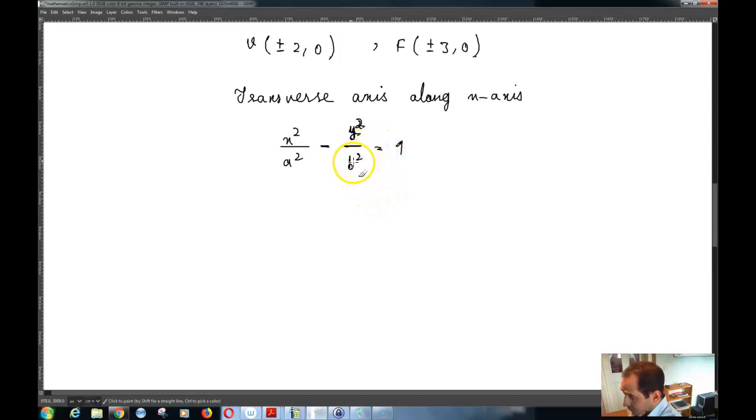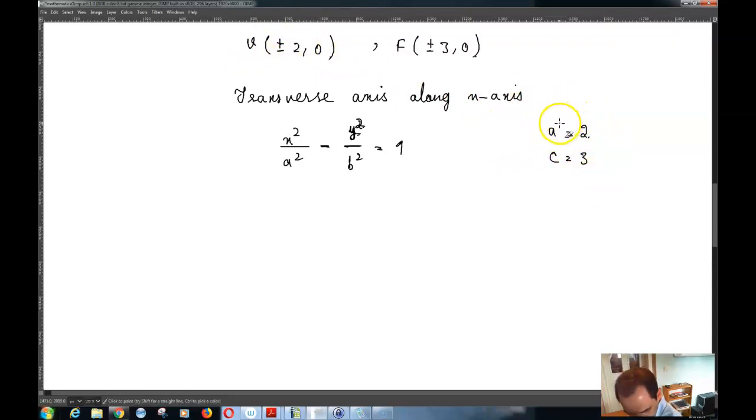So now in order to write the equation, I need a and b. So I know that a is equal to 2 and c is equal to 3, because the focus is at a distance c from the center, and the vertex is at a distance 2 from the center.